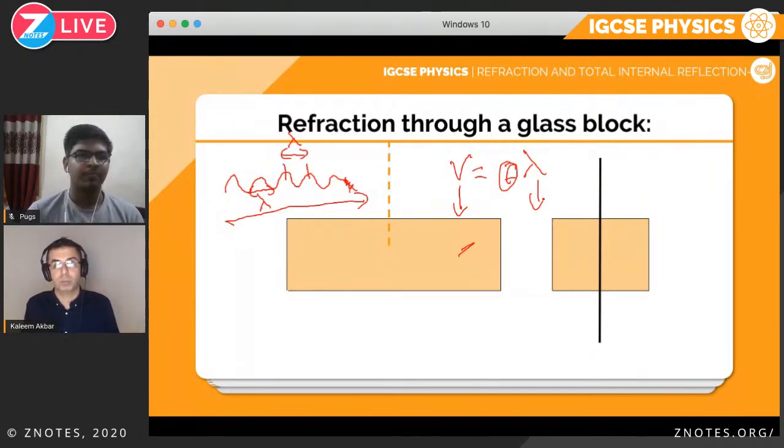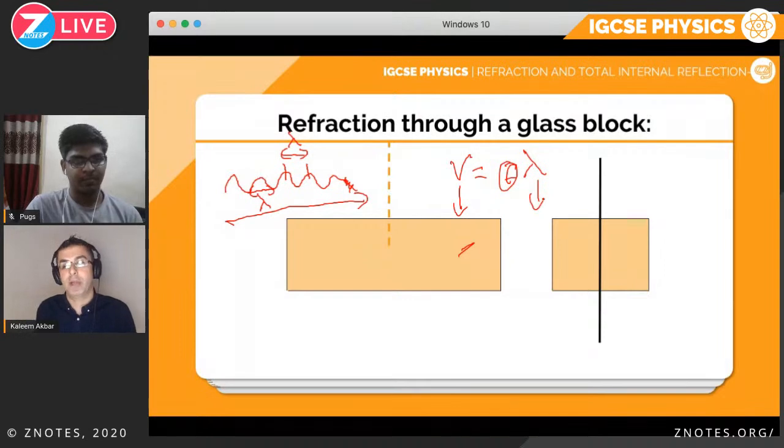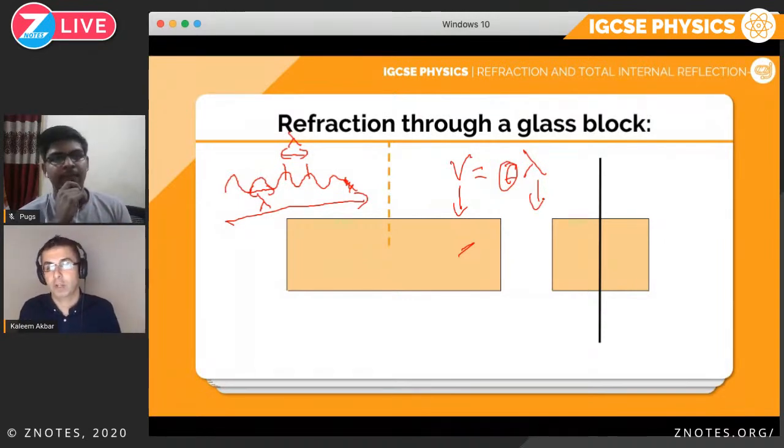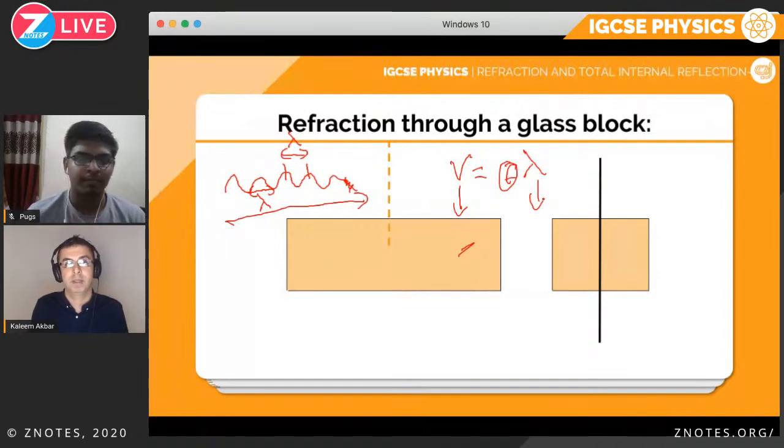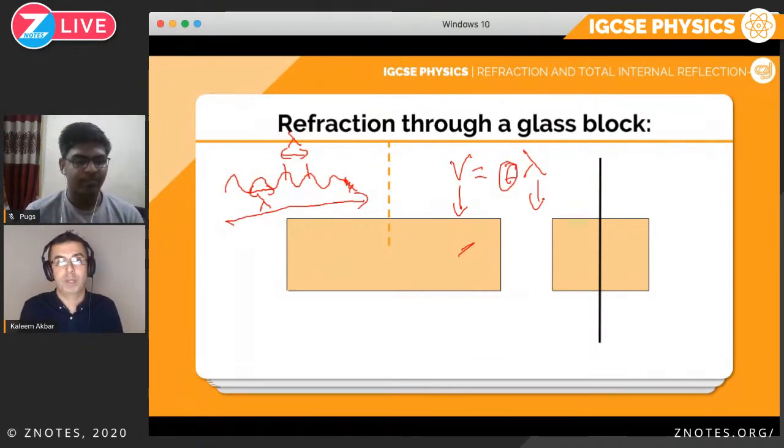All right, so frequency won't change. Speed goes down because we're going into a more optically dense medium. In other words, we're going from air to glass. And the wavelength consequently changes.